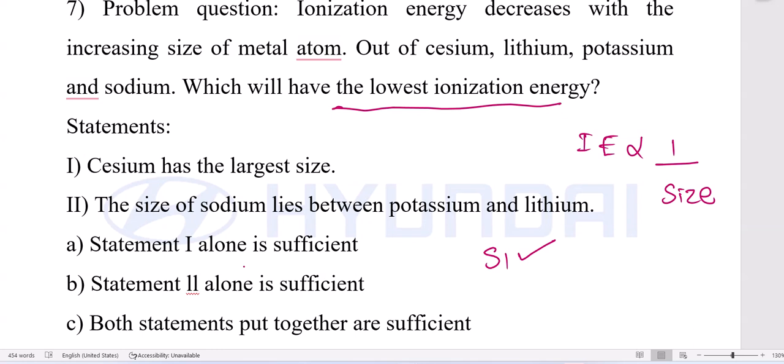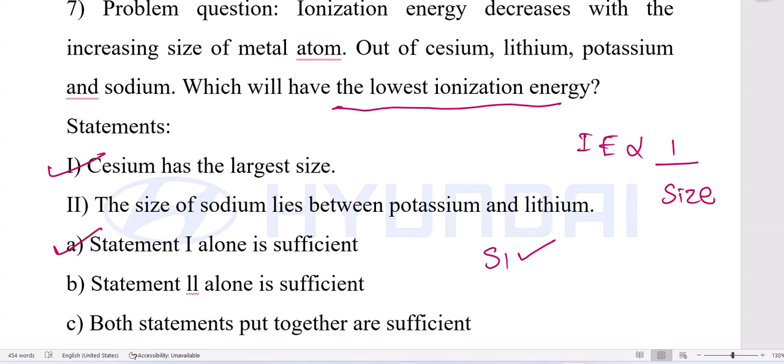Okay, which one is having the lowest ionization energy? They said cesium has the largest size. When size is largest, ionization energy is lowest. So statement 1 alone. Okay, statement 2: sodium is between potassium and lithium. I cannot decide which is the highest among that, but I have statement 1 alone. So we can go with option A.